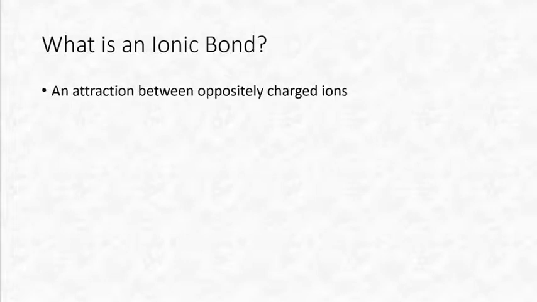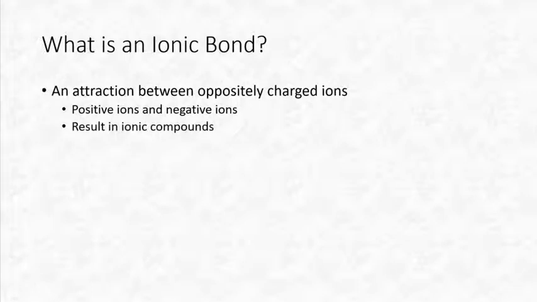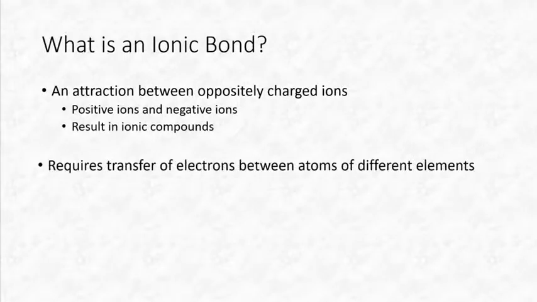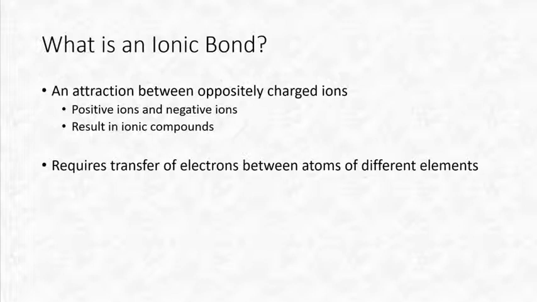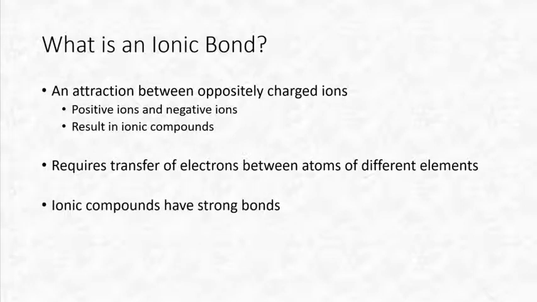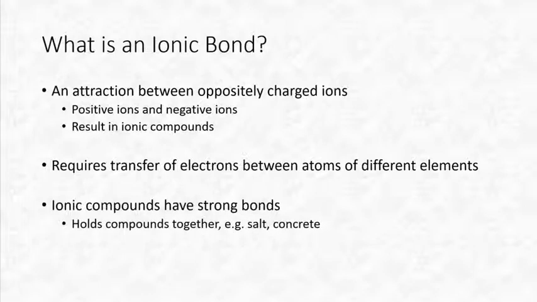Well, it's an attraction that happens between oppositely charged ions. Those are positive ions and negative ions, and from that we will get an ionic compound. We require an electron transfer between atoms of different elements to make it happen, and ionic compounds have strong bonds, very strong bonds. So they hold compounds together.